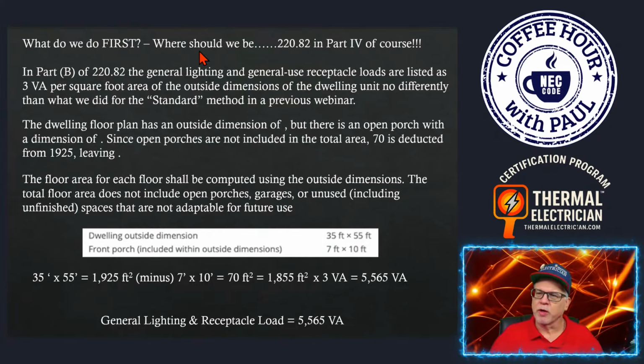So what we do first, where should we be? 220.82, this is part 4, of course. Now, if you're in the 2026 edition, you're going to be in 120 rather than 220, okay? So we're still working in 220. We're going to work in 2023 because that's what most people have, okay?